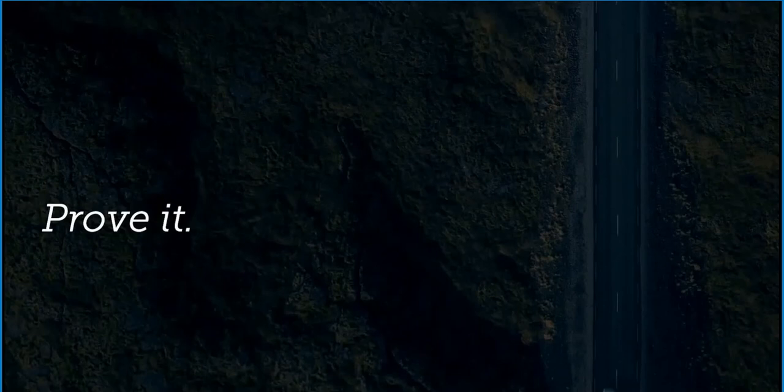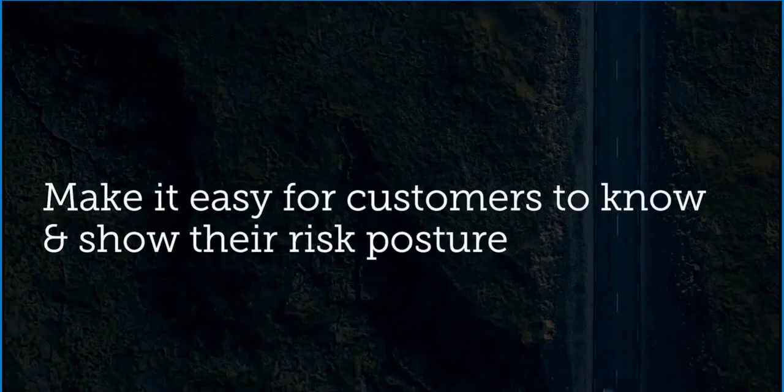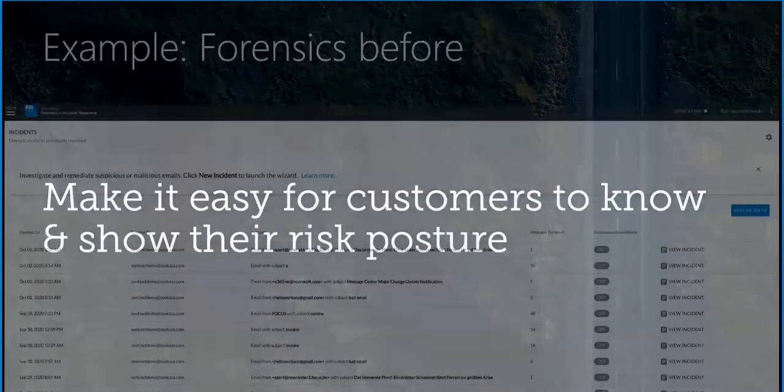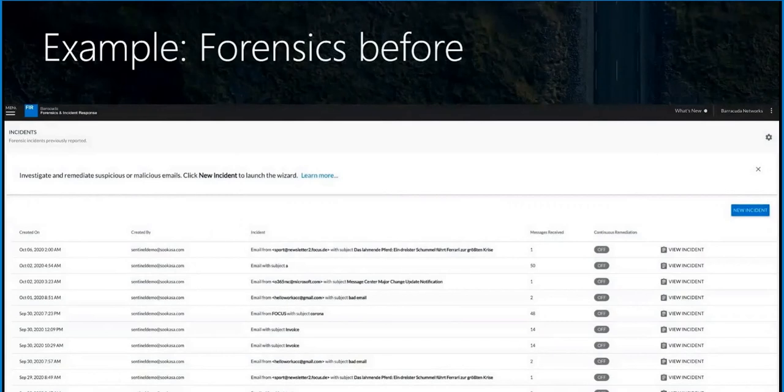Let's double click on Prove It. The objective here is to make it easy for customers to know and to show their risk posture. And so we've been modernizing our product user interface to enhance data visualization and reporting. Here's an example in our forensics and incident response product. Previously, this would have been a list of existing incidents, and you could get to the information about an individual incident.